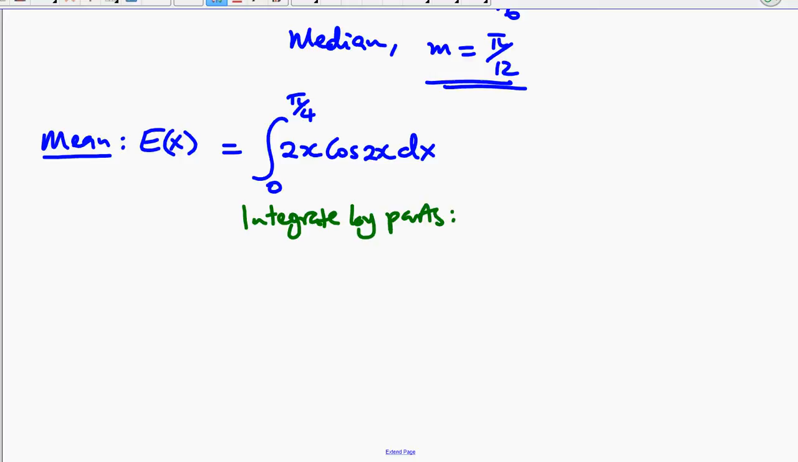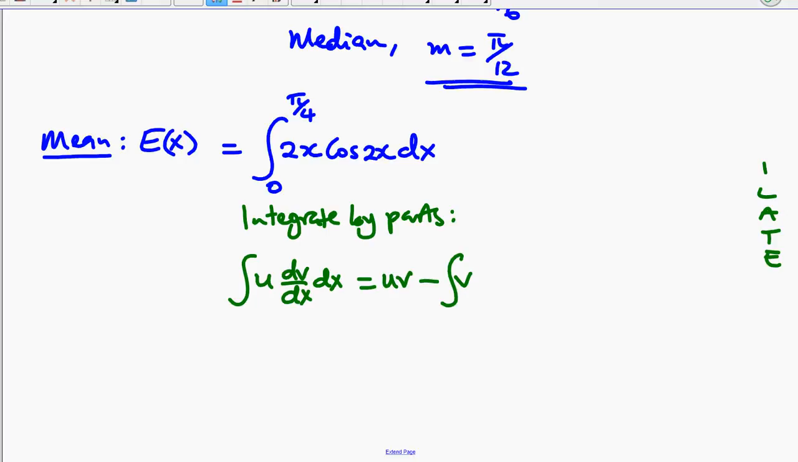So which means using ILATE, if you remember, right? We'll use that to choose u. But before we do that, let's just write the formula in our formula booklet. u dv over dx is equal to uv minus integral of v du over dx.